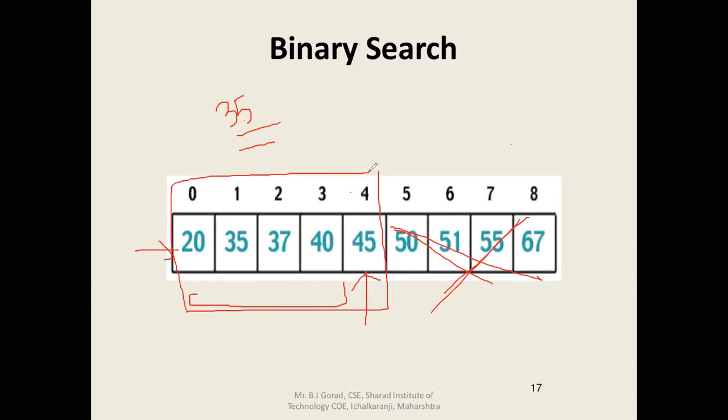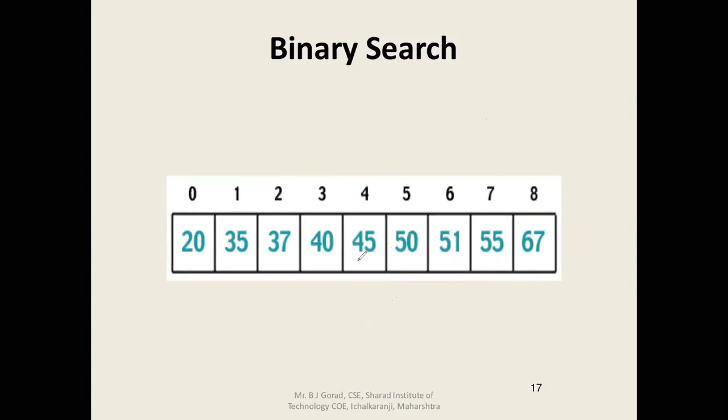Okay, now here's one thing. There are three conditions actually. Condition one: whenever I am searching for 35, the first thing I will check is whether the middle item, 45, is equal to 35 or not. If it is equal to 35, that means I have already found my item, right? If it's not, I will decide to go left or go right.